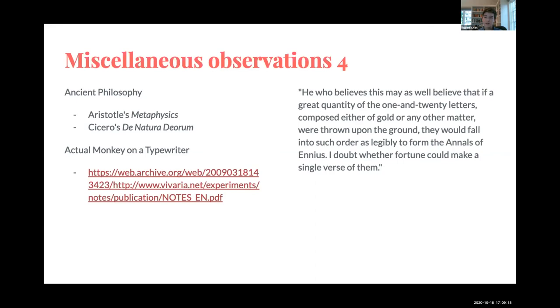So Cicero comes along and says in his De Natura Deorum, which is this hilarious quote, which you can read, but I will also read out: "He who believes this may as well believe that if a great quantity of 21 letters composed either of gold or any other matter were thrown upon the ground, they would fall into such order as legibly to form the annals of Ennius. I doubt whether fortune could make a single verse of them."